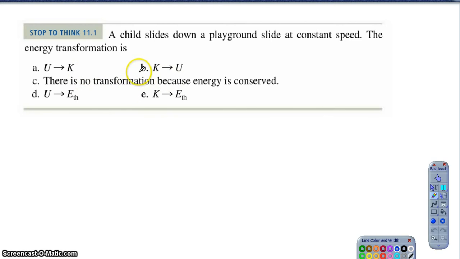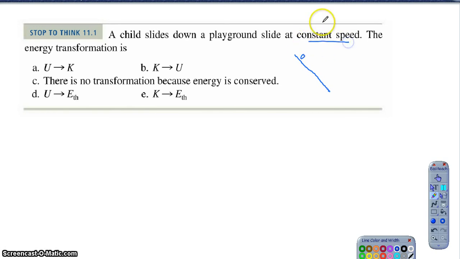But anyway, let's look at this first example. Pretty easy one here, I think and hope. A child slides down a playground slide at a constant speed. The energy transformation is which of the following? So if the kid's going down the slide at a constant speed, now if we think about this, the constant speed is important because what's that tell us about energy?